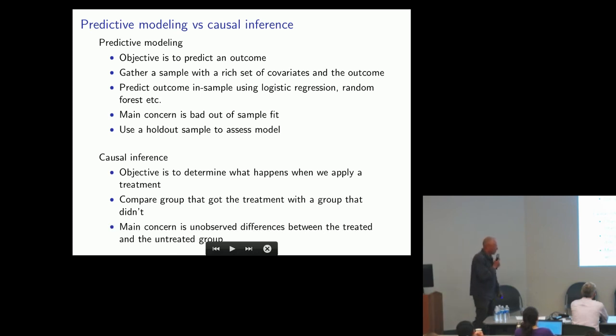The primary concern when you're trying to do causal inference as opposed to predictive modeling is that when you compare these two groups, there are unobserved differences between the two groups. So when you have a difference in the outcomes between the group that got the treatment and the group that didn't, part of that might be due to the treatment itself, and another substantial part of it could actually be due to these unobserved differences that you've been unable to adjust for.